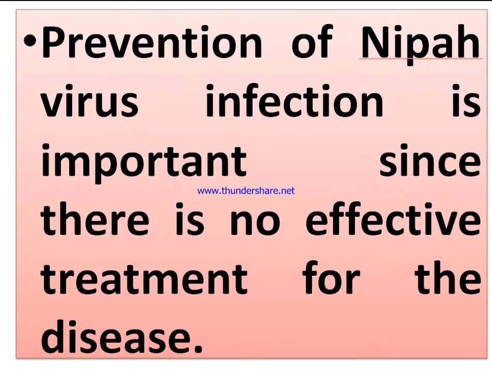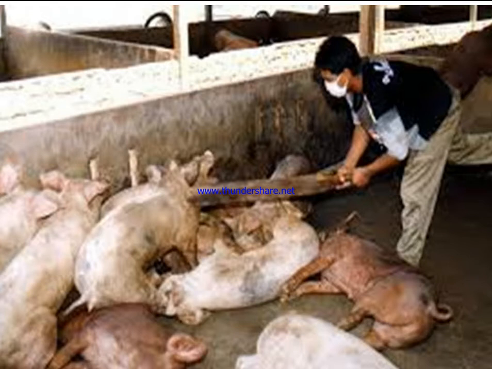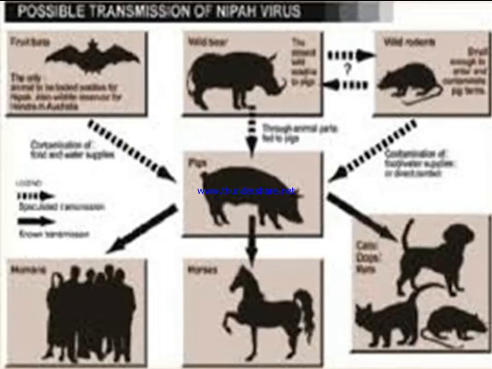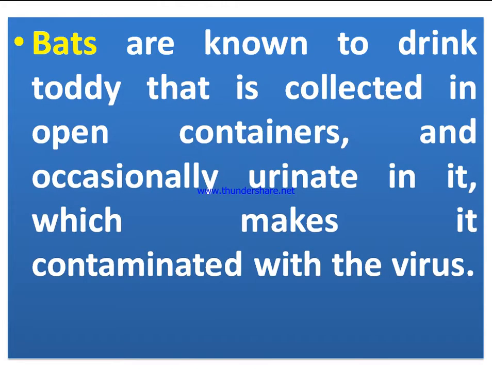How to prevent Nipah virus? Prevention of Nipah virus infection is important since there is no effective treatment for the disease. The infection can be prevented by avoiding exposure to bats in endemic areas and to sick pigs. The disease is transmitted through bats, sick pigs and horses, and by drinking raw palm sap. This is how it is transmitted.